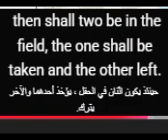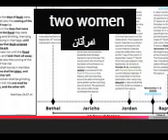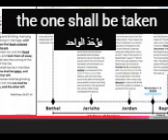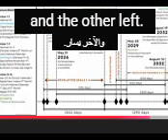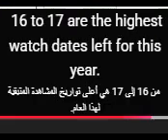Then shall two be in the field, the one shall be taken and the other left. Two women shall be grinding at the mill, the one shall be taken and the other left. So to conclude, I believe that November 7th through 9th, or Heshvan 16 to 17, are the highest watch dates left for this year. In my opinion, the picture of the flood lifting Noah's Ark into the air is the most direct foreshadow in the scriptures of the first rapture for the bride and the start of the 7-year tribulation.